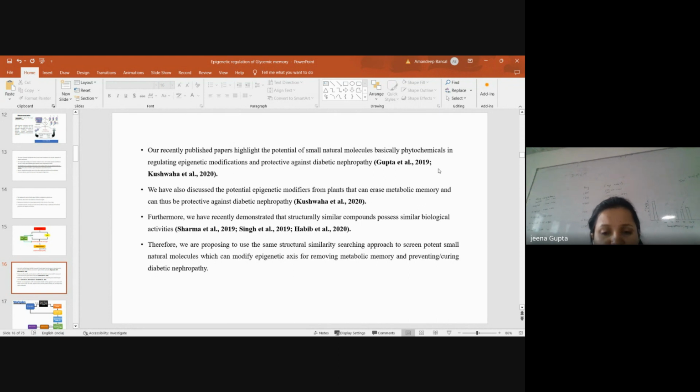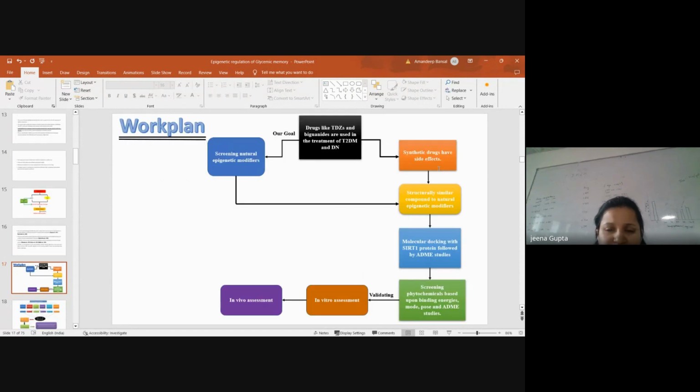So we are proposing to use the same structure similarity searching approach, which we have already published in another paper, to screen small potent natural molecules which can modify the epigenetic axis, remove the metabolic memory and prevent the occurrence of diabetic nephropathy. For the study which I'm going to discuss today, this is our work plan. We first screen the natural epigenetic modifiers which are already known by doing a literature search.